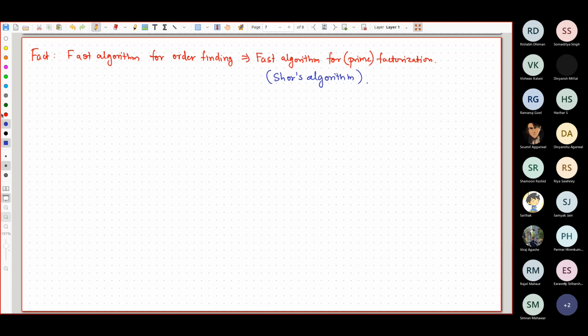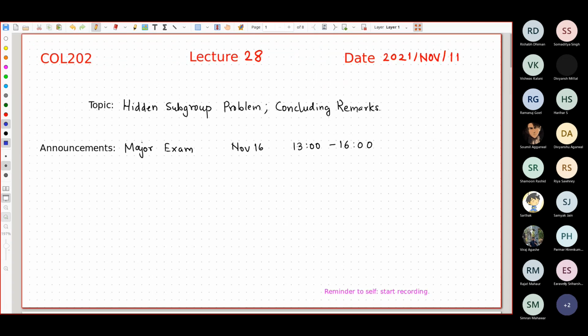Okay, major exam. Major exam November 16, 1 o'clock to 4 o'clock. So it's going to happen within this interval. This is the superset of the interval in which we'll have the major exam.